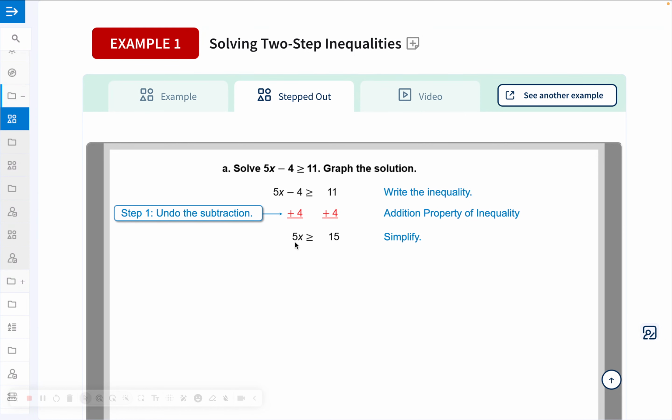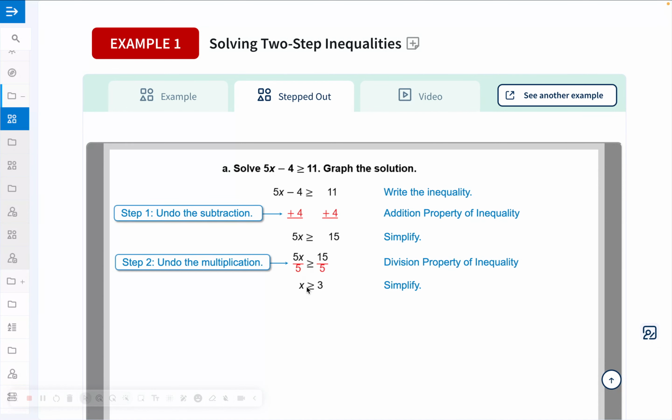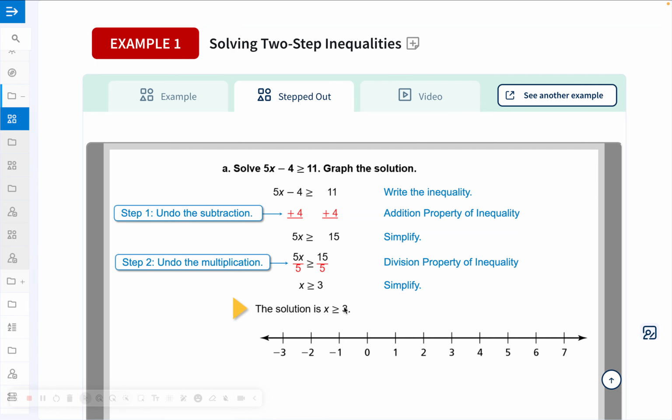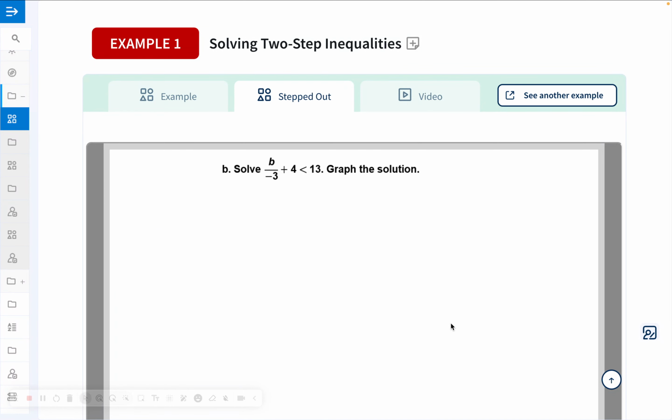Now, instead of multiplying x by 5, you're going to do the opposite. You're going to divide by 5. And you do not flip the inequality because you divided by a positive number and you get x is greater than or equal to 3. So any number you put in here for x that is 3 or larger will make the inequality true, which means closed circle at 3, arrow going to the right.